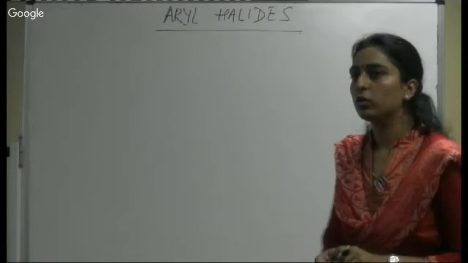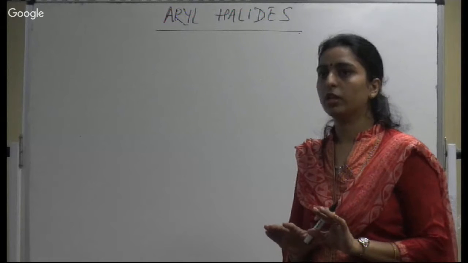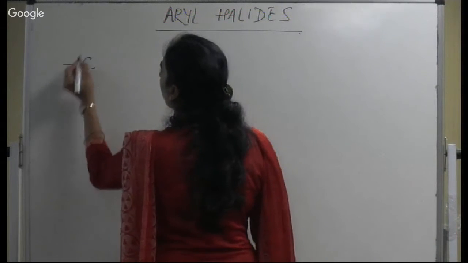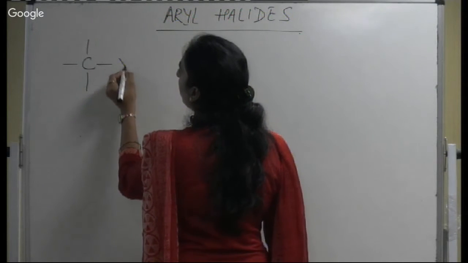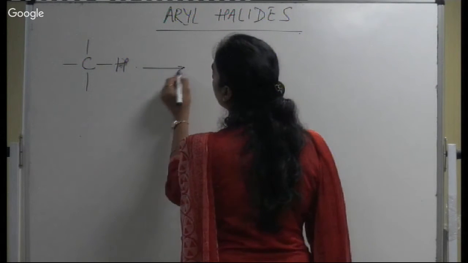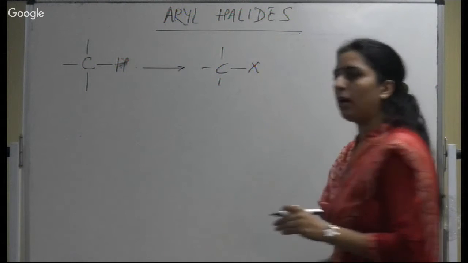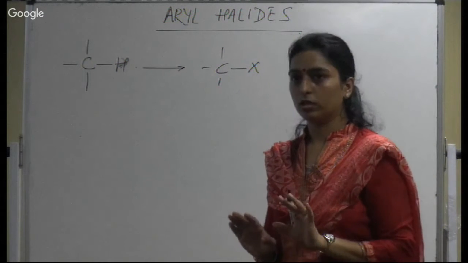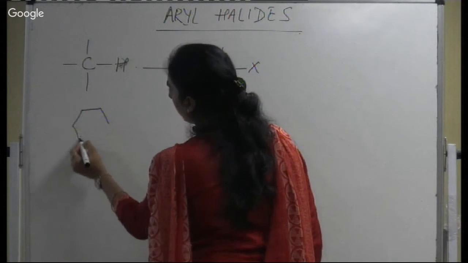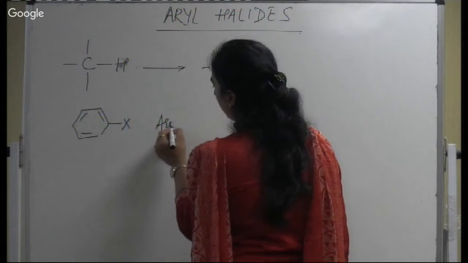The topic which we are going to start today is aryl halide. I guess you are all aware of the functional groups. Whenever in an organic compound one of the hydrogens is replaced by a halogen atom, those compounds are called halides. But if the carbon chain is an aryl chain, for example this, such compounds are called aryl halides.